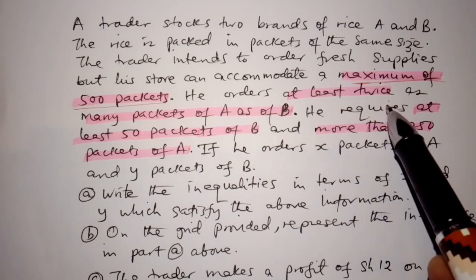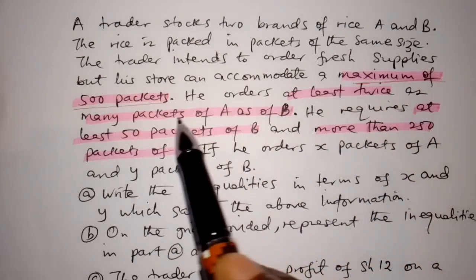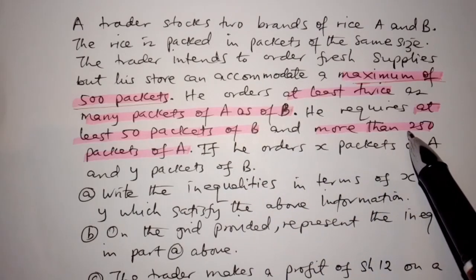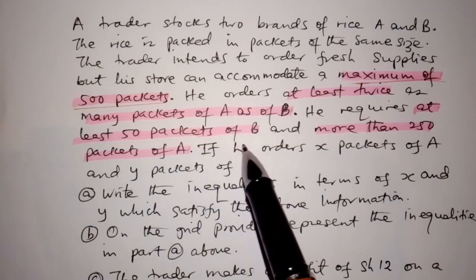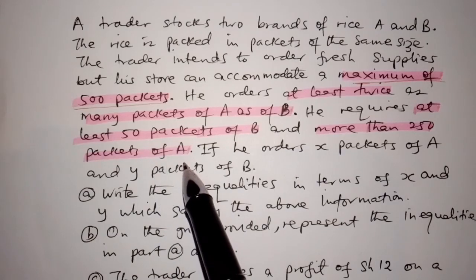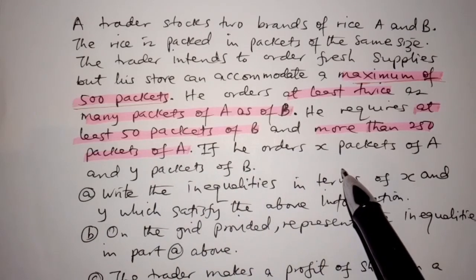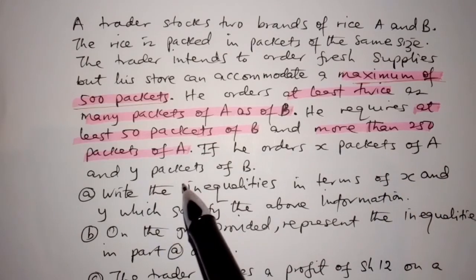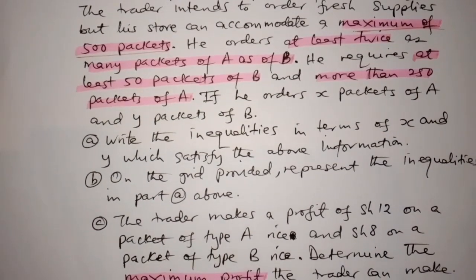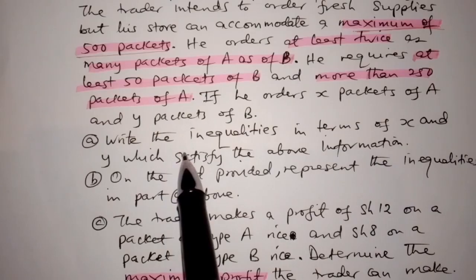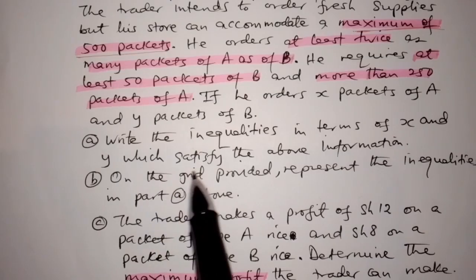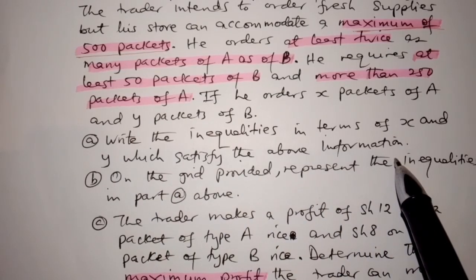He orders at least twice as many packets of A as of B. He requires at least 50 packets of B and more than 250 packets of A. If he orders X packets of A and Y packets of B, write the inequalities in terms of X and Y which satisfy the above information.